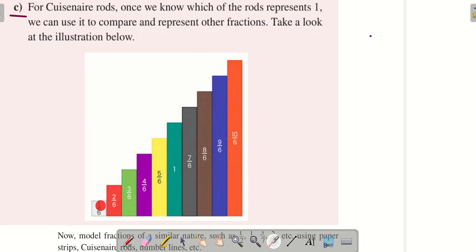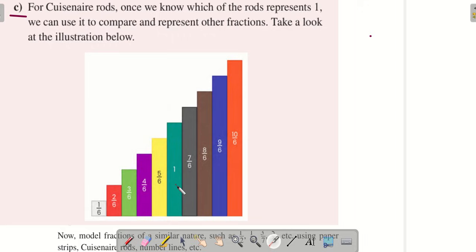Now, if I double this rectangle, it means it's going to be 1 out of 6 plus 1 out of 6, and that gives us 2 out of 6. That means the rectangle has to be longer than this 1 out of 6. Now, when we add another 1 out of 6 to it, that is tripling the first one, which gives us 3 out of 6. Then it increases the height of the rectangle. So we keep adding 1 out of 6, and you can see that the numerators will be increasing by 1.